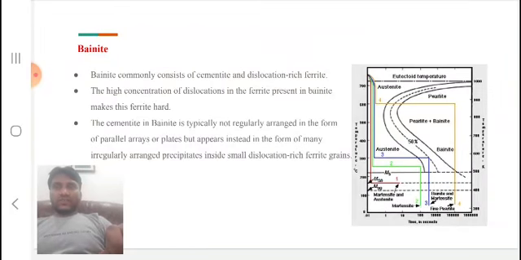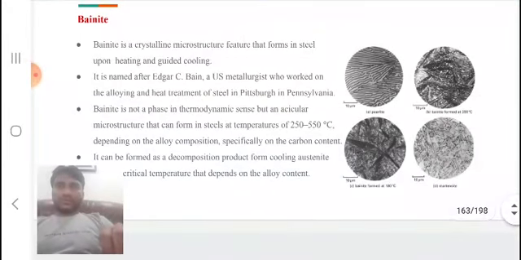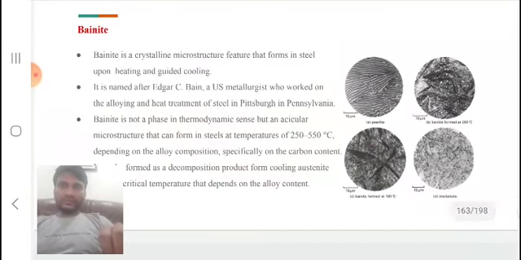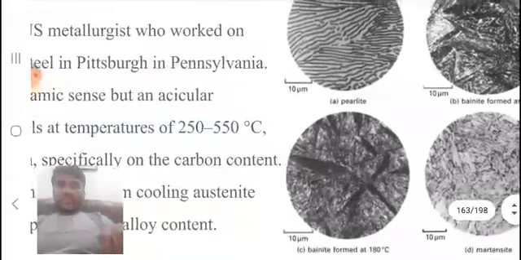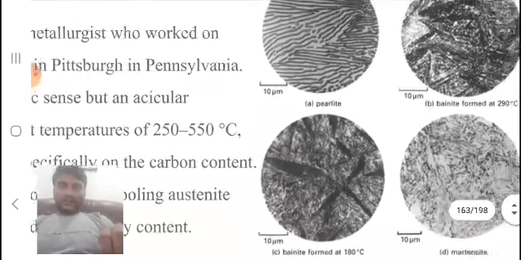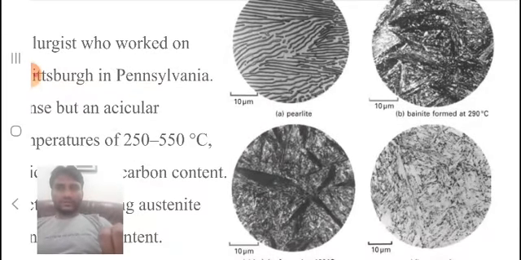So the high concentration of dislocations in the ferrite present in bainite makes the ferrite hard. The cementite in bainite is typically not regularly arranged in the form of parallel arrays or plates, but appears instead in the form of many irregularly arranged precipitates inside small dislocation-rich ferrite grains. If we can understand the structure of pearlite, we can easily understand the structure of bainite. So this is the structure of bainite.